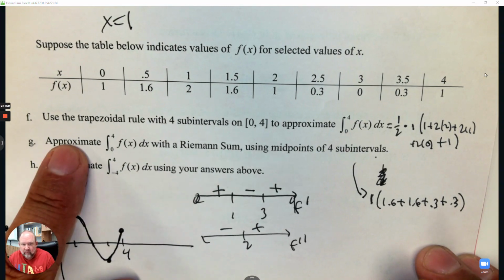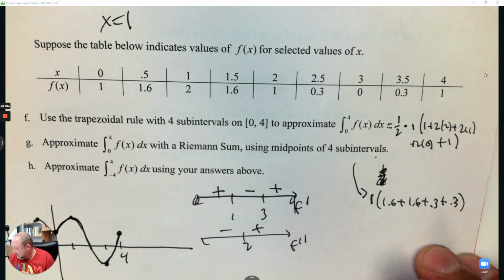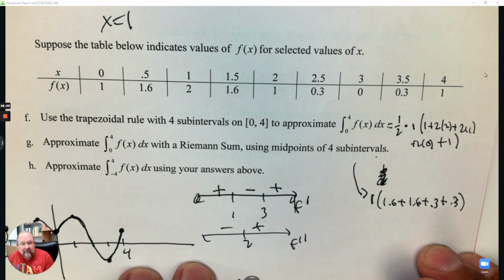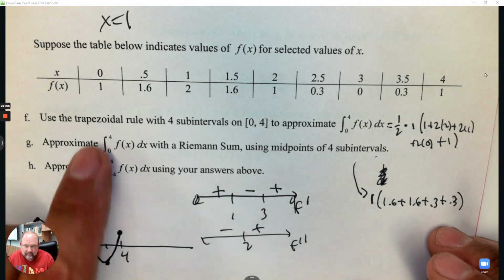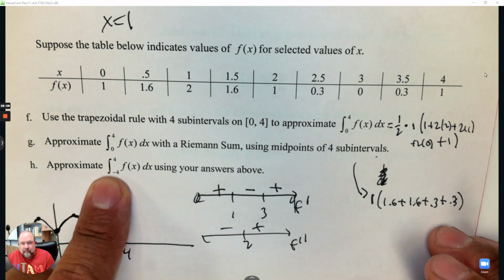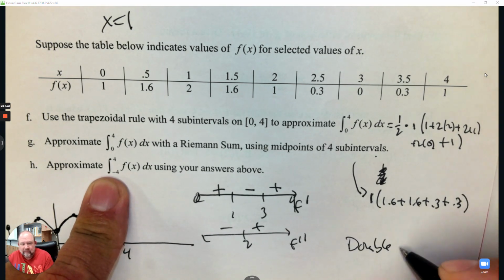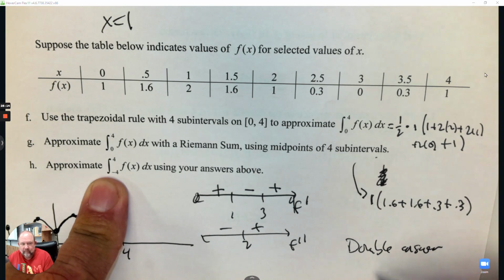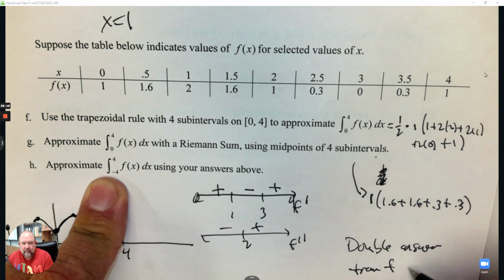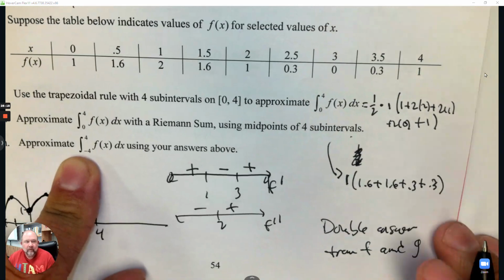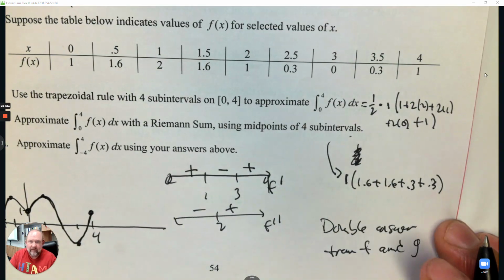And then part H, approximate -4 to 4 using your answers above. So what you would do is just double the answer because it's even. So whatever answers these is, you would just double it and it would give you that.